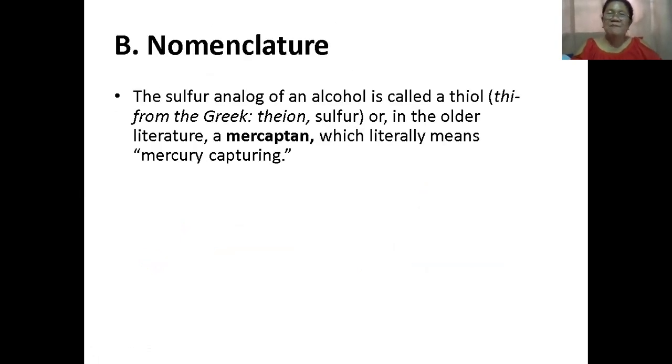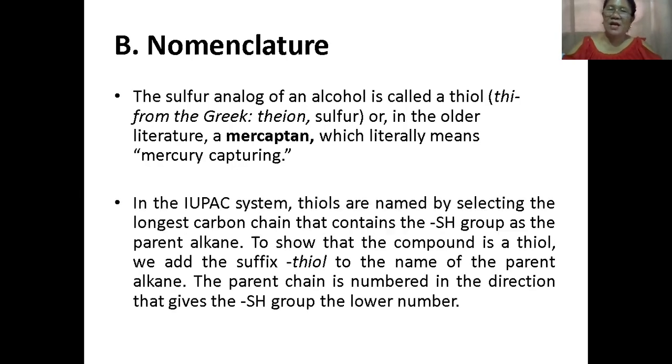So the nomenclature: the sulfur analog of alcohol is so-called thiol. Thi from the Greek thion, meaning sulfur, or the older name mercaptan. Sometimes we can use that mercaptan. Mercaptan is the short way of saying mercury capturing, mercaptan.